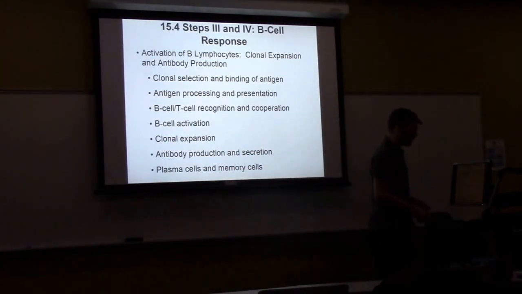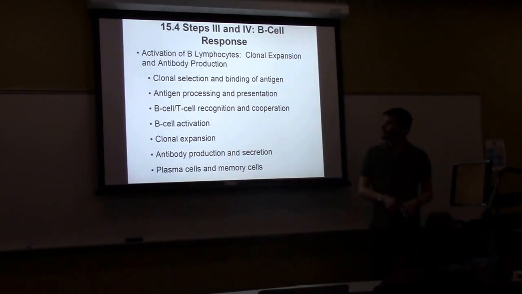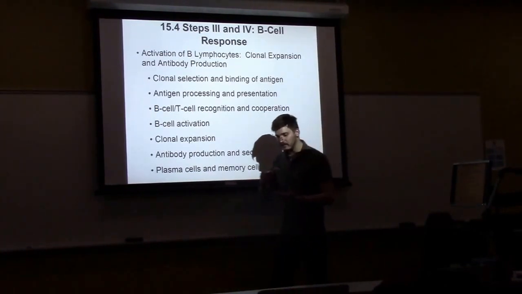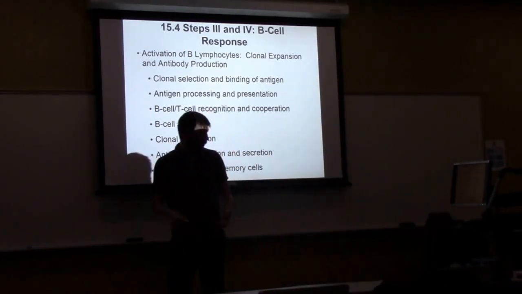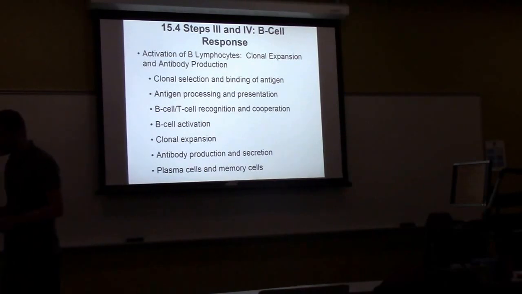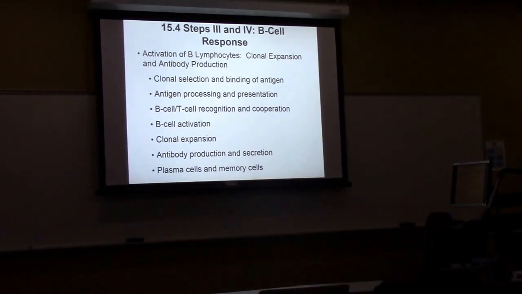All right, so that is the antigen presentation side of things. Now let's talk about B cells and T cells and what they actually do. So B cells is what we'll start off with, and as we mentioned before, B cells are important in the production of antibodies.